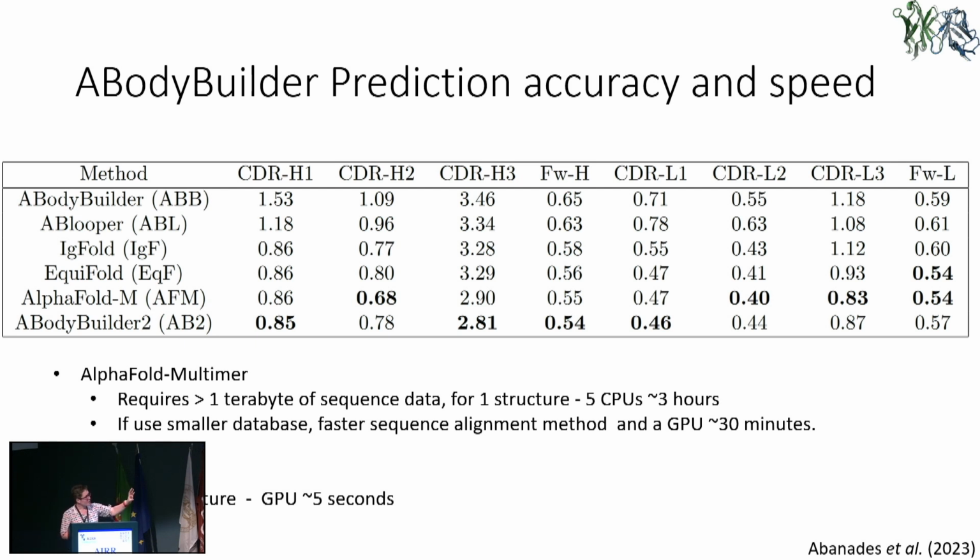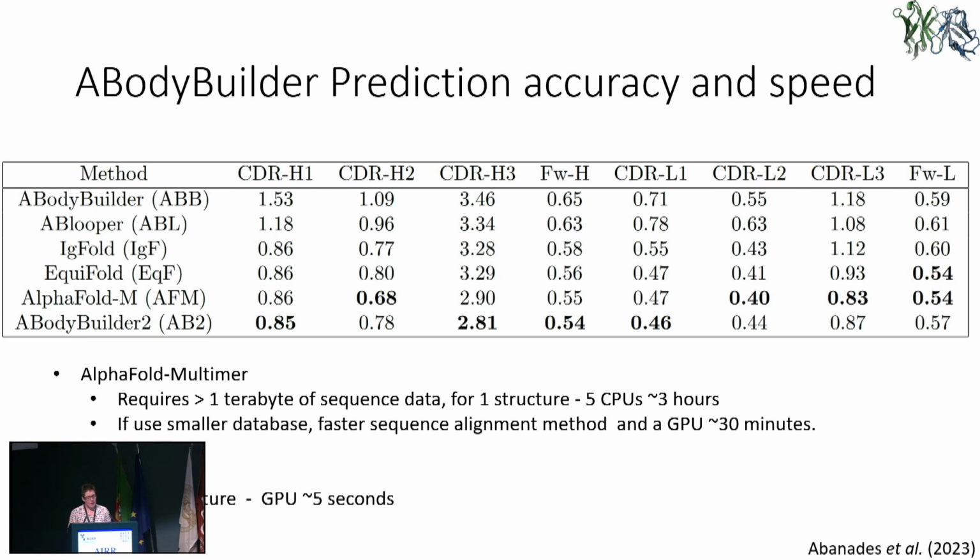The real reason I show this slide, and the thing I want to say very strongly, is it is not clear from any test we have ever done that ABody Builder 2 is significantly better than AlphaFold Multimer at predicting antibodies. I could say that pretty much every test we've ever done, it comes out slightly better, but the reality is we don't know. It's in that ballpark. It's as good.